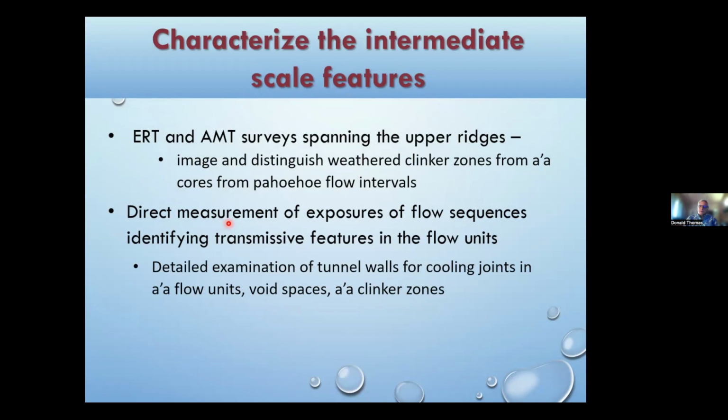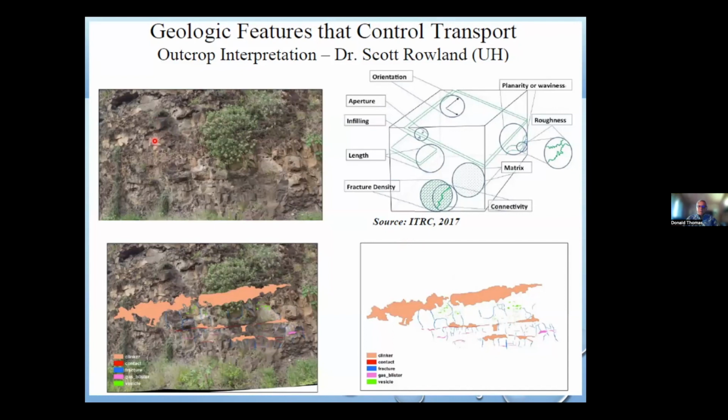There are a number of tunnels that have been cut into the ridges surrounding Red Hill, and where the interior walls of those tunnels are exposed, we can document cooling joints in the flow units, the void spaces, and the clinker zones. We also have exposed quarry faces. The Halawa quarry has been very generous in allowing us to come in and inspect the faces of the quarrying areas. Some of this work has already begun.